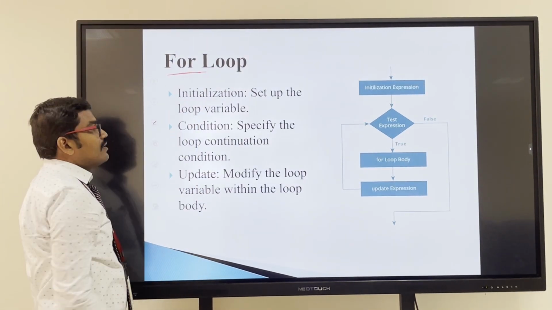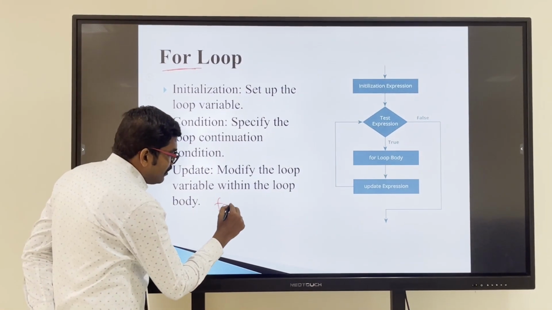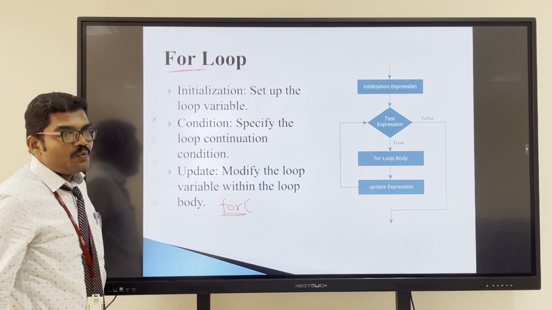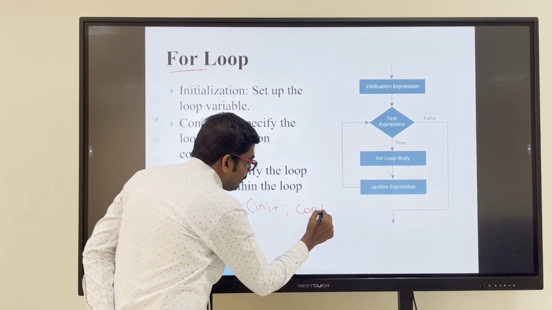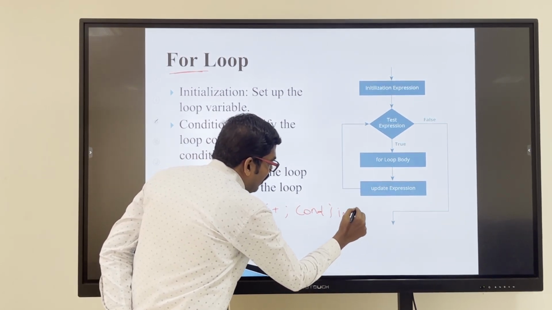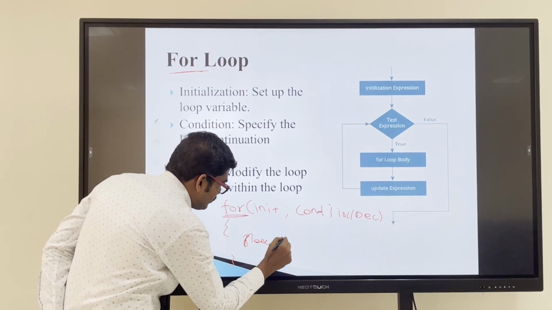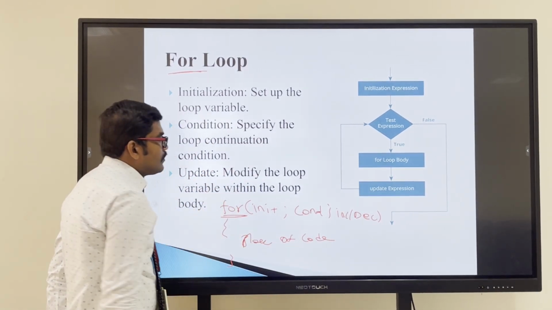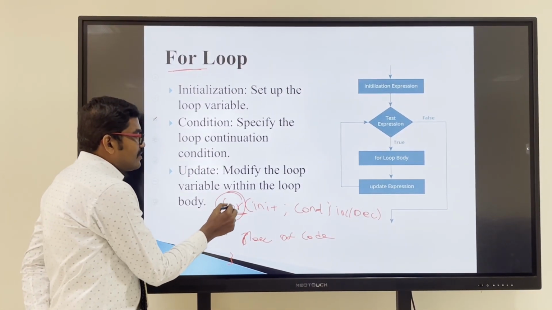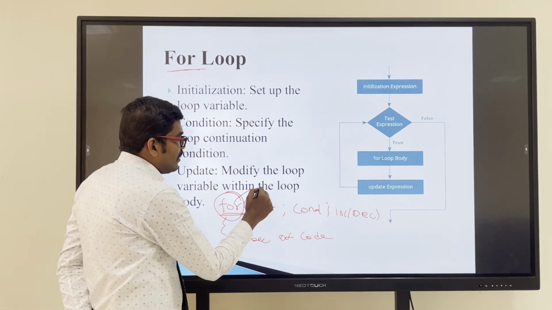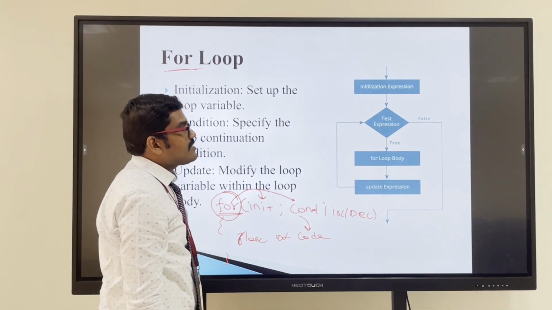The first one is the for loop. The syntax is very simple: for, which is predefined, then initialization, then condition, then increment or decrement, then the block of code. This is the simple structure of the for statement. What for does is first check the condition. If it is true, the block will be executed, otherwise not. This flow diagram shows the process exactly.